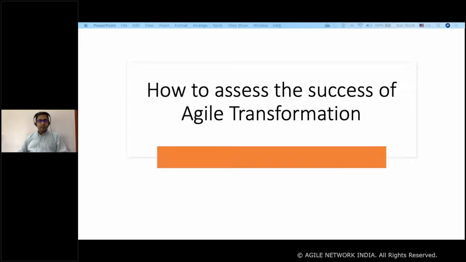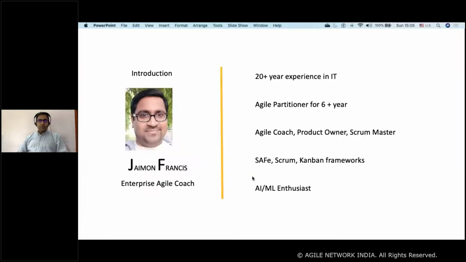In this session, we'll focus on some real world challenges which organizations normally face and how to overcome some of them. We'll also cover some of the pitfalls faced while measuring the success of agile implementation. And then I will also share some of my experiences on the best practices.